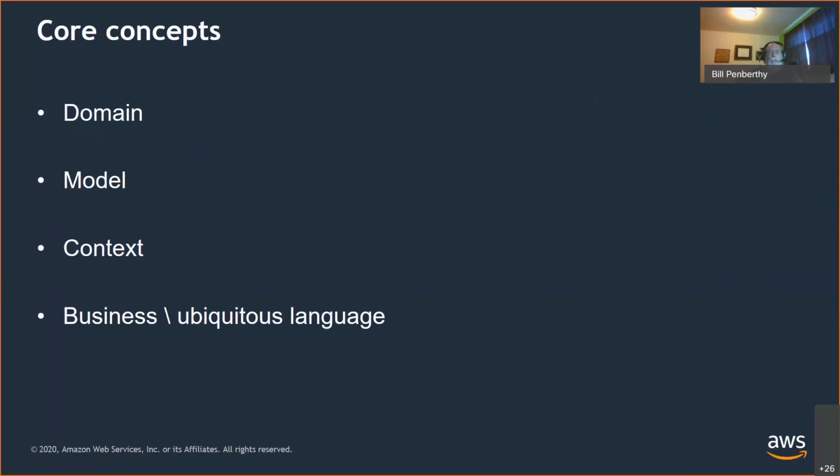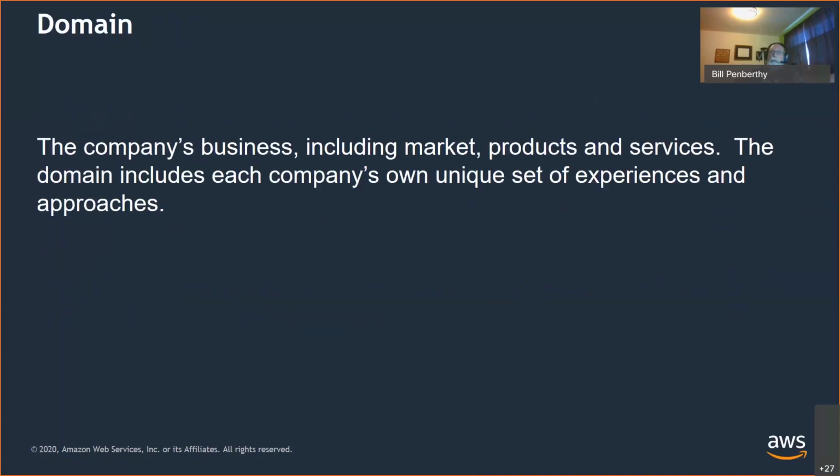So there's 4 concepts that we're going to go over first: the domain, the model, the context, and the business and ubiquitous language. So the first is domain. The domain is the sphere of influence or activity, the subject area that drives the creation or refactoring of any applications that the business needs. Simply put, the domain is everything that your company does. This also means that no matter how similar different companies in the same industry may be, their domains may be slightly different.